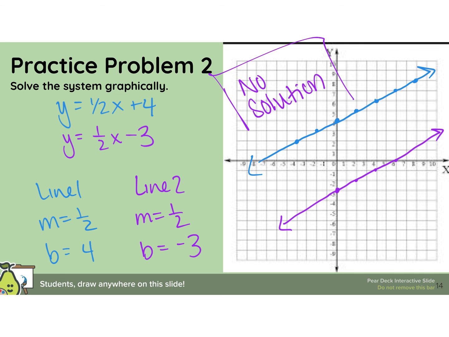Same slope, different y-intercepts means parallel lines and no solution. One more practice problem.